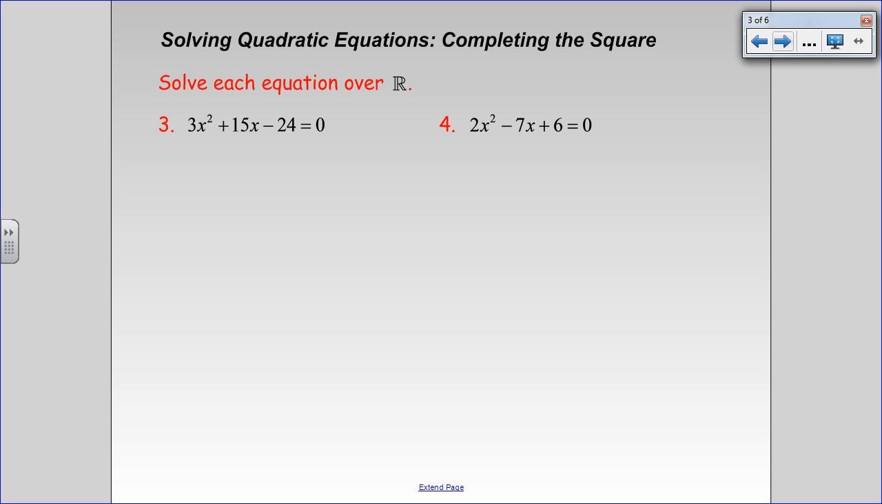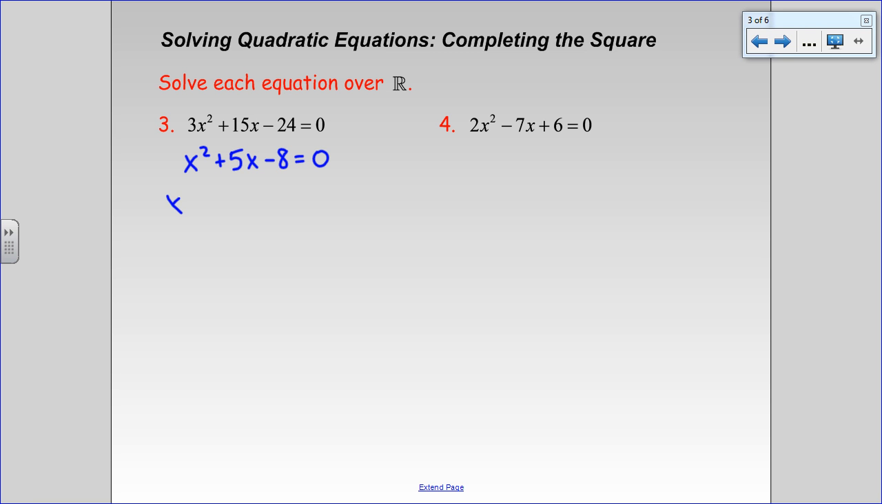Let's do two more examples. In these two problems, a is no longer equal to 1, so we'll need to use that first step of our process. In problem 3, we have 3x squared plus 15x minus 24 equals 0. So we first need to divide both sides of the equation by 3. And on the left-hand side, remember that means we'll divide each term by 3. So we have the equation x squared plus 5x minus 8 equals 0.